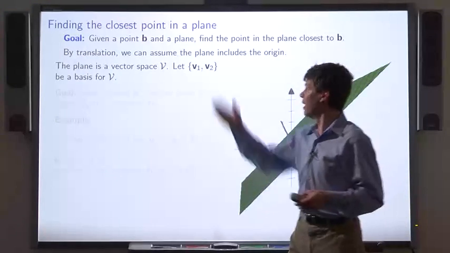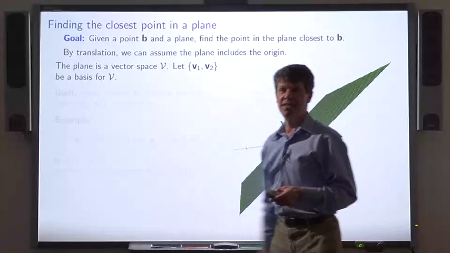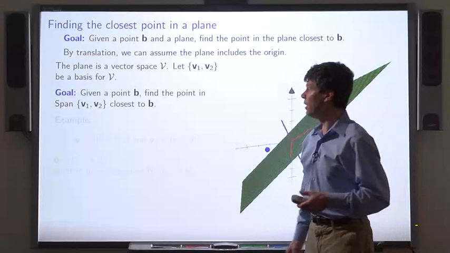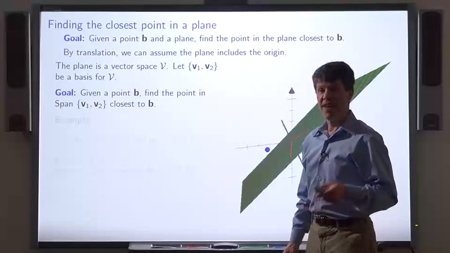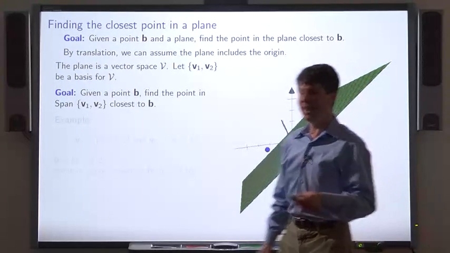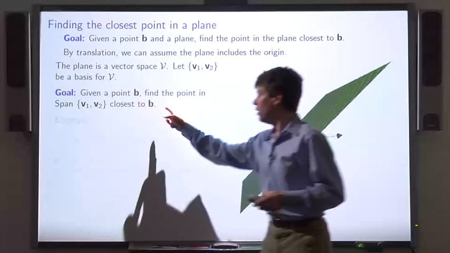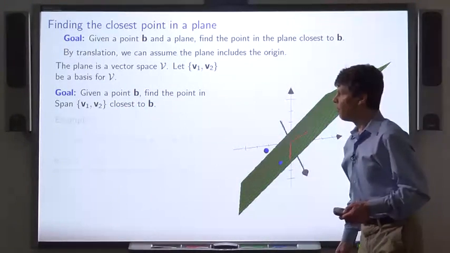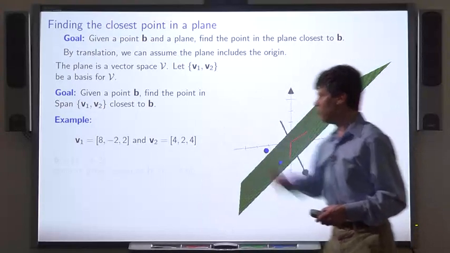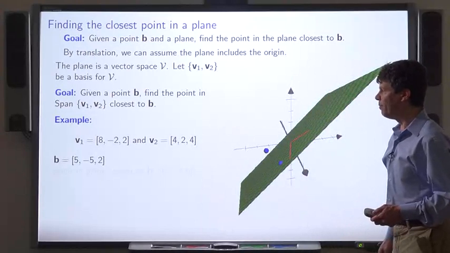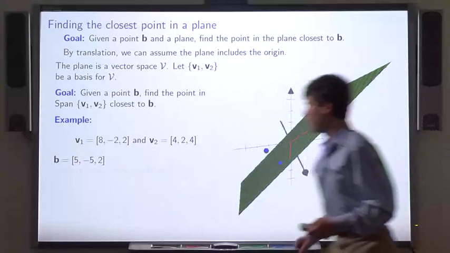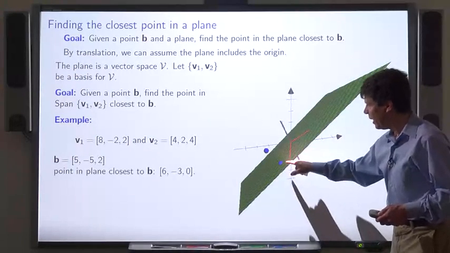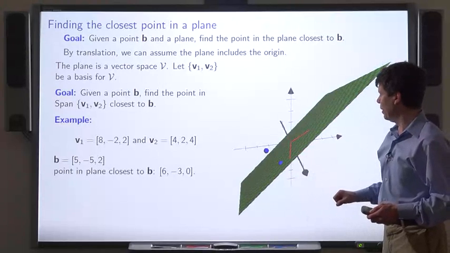It has a basis. Let V1, V2 be the basis for this vector space. Then our goal becomes, given a point B and vectors V1 and V2, find the point in the span of V1 and V2 that's closest to B. Here's the point. For example, suppose V1 and V2 are these two vectors, and our point B is this. Then the point in the plane closest to B is (6, -3, 0).